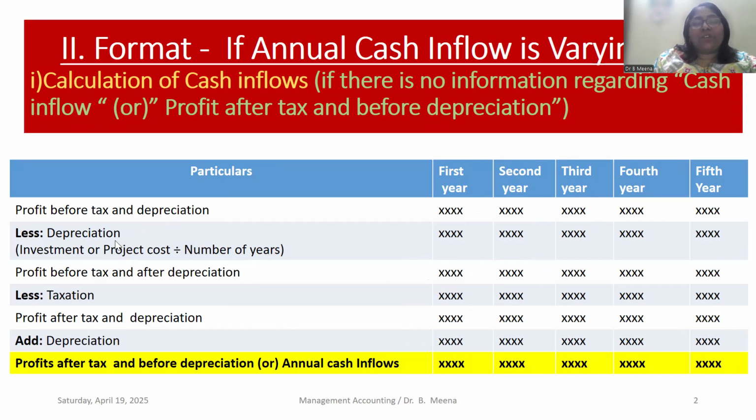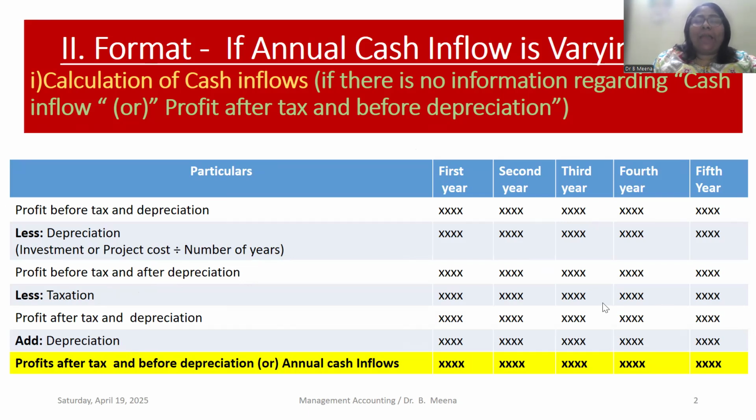How to calculate the depreciation? The project cost divided by number of years. Then we'll get the answer, which is called profit before tax and after depreciation. Then from that, we need to deduct the taxation. Then we'll get the profit after tax as well as after depreciation. But the annual cash inflows must be inclusive of depreciation. That is why we are adding the depreciation again. And that is the thing I explained in the previous video. This is the format which is common to all the methods of calculating the annual cash inflows.